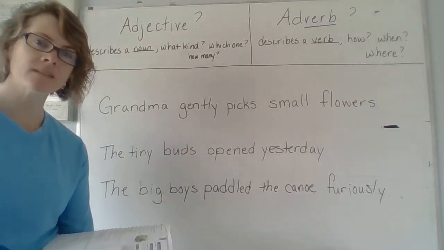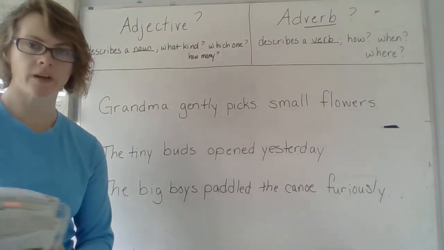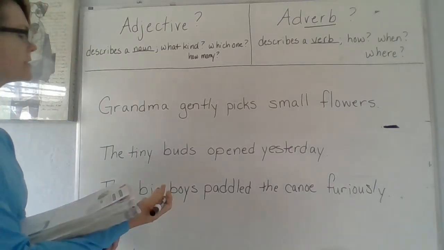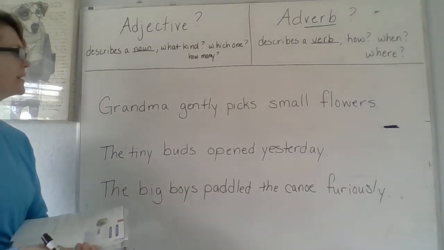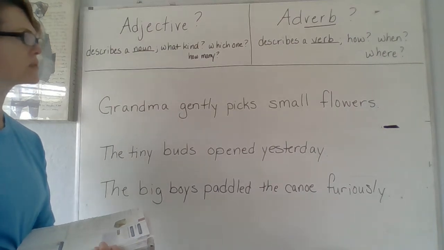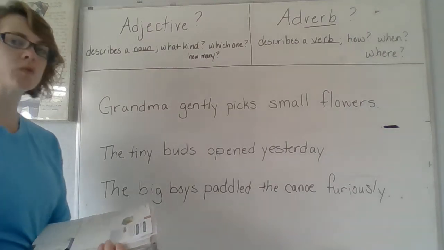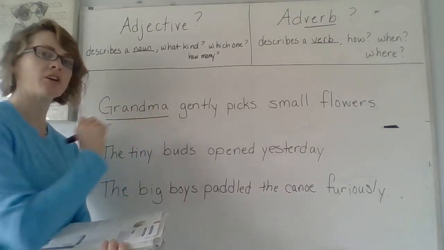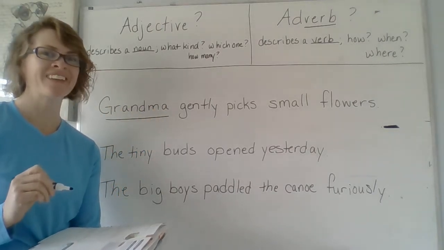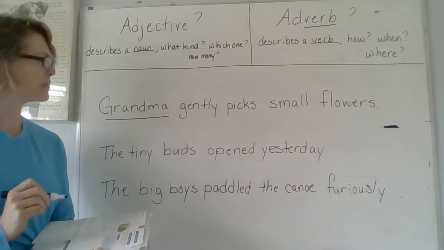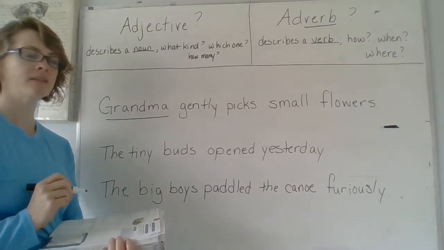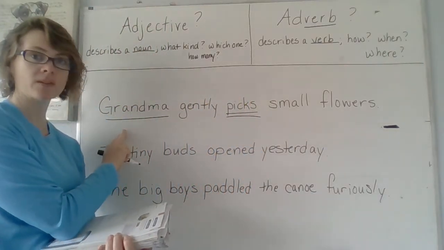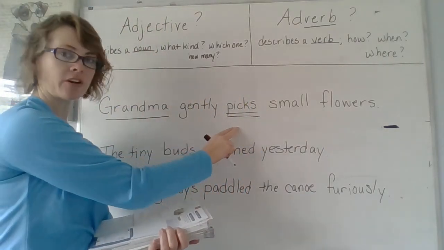All right, in these sentences, we are going to first find our subject and our verb. Do that with me. Read the sentence out loud and ask the questions. Grandma gently picks small flowers. Who picks small flowers? Grandma. Are you saying them with me, Ella? What is being said about Grandma? Grandma picks. All right, I have my subject, which we know is always a noun, and my verb.